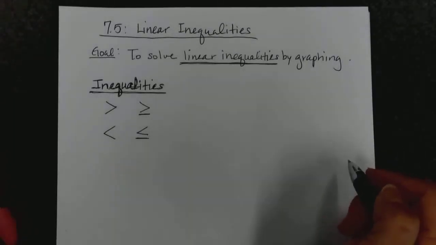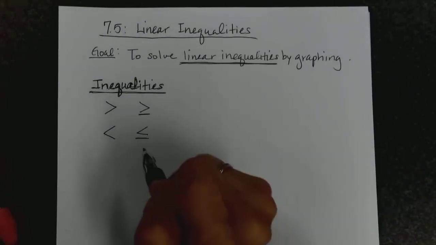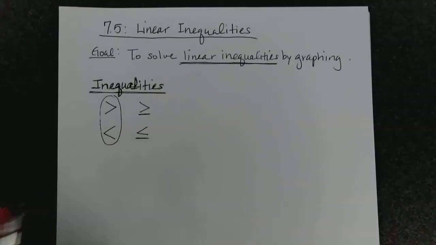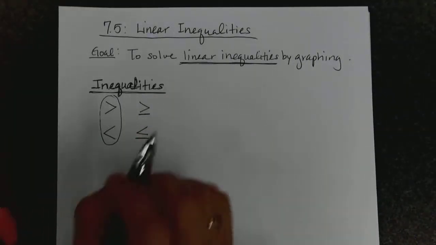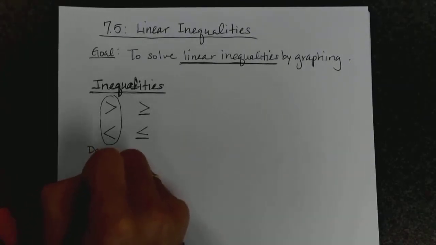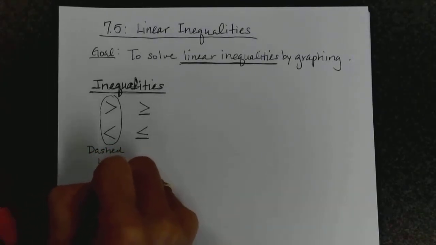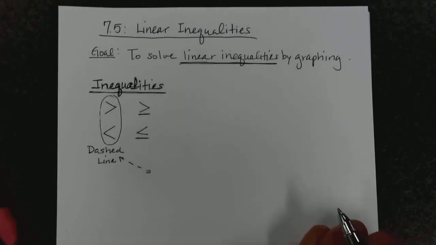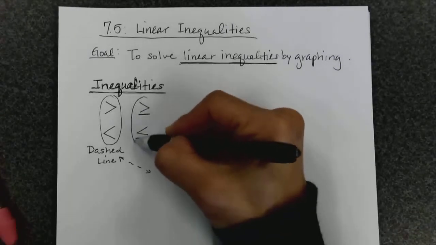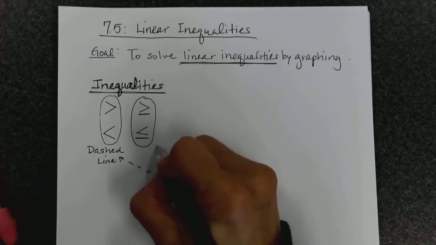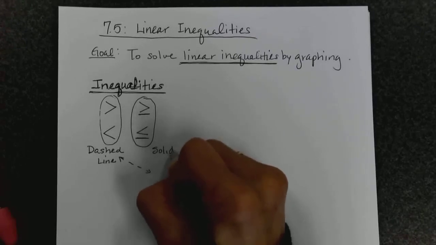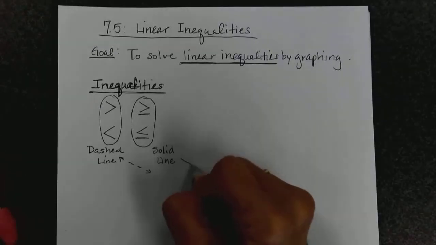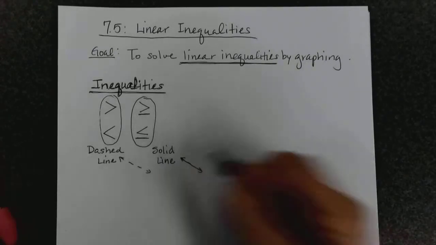So when we graph lines, if we have a greater than or less than symbol, instead of just drawing a line, because it's not going to include the line, we're going to make that line dashed. So my lines would look like this. And when we have greater than or equal to or less than or equal to, we're going to make that line solid. That means it's going to include all the points on that line, so we make it a regular solid line.